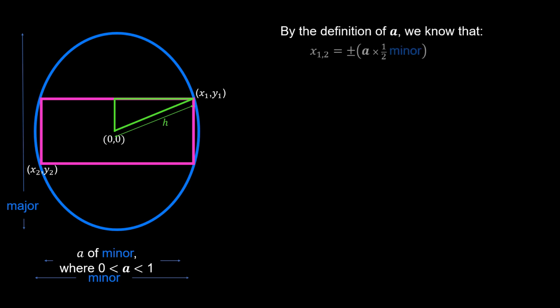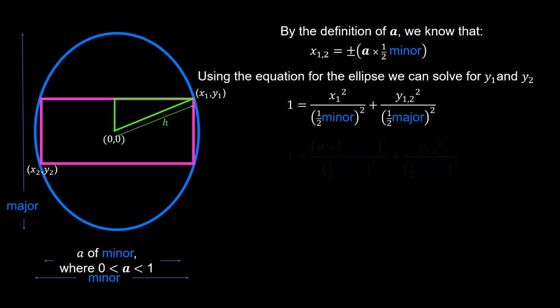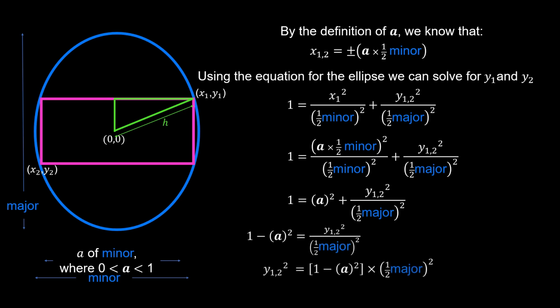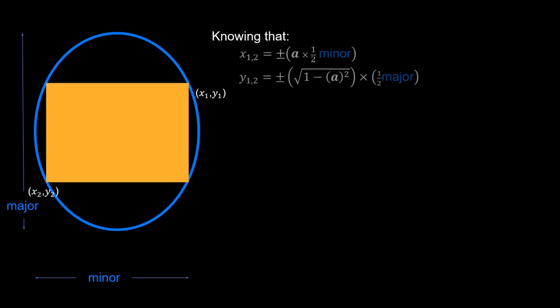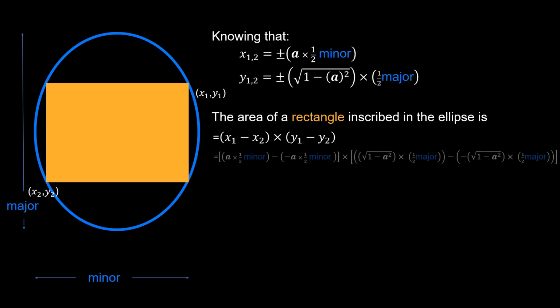By the definition of A, we know that x1 and x2 are equal to plus or minus a times the semi-minor. Using the equation for the ellipse, we can solve for y1 and y2. Knowing the values of the x and y coordinates, we can find the area of a rectangle inscribed in the ellipse.